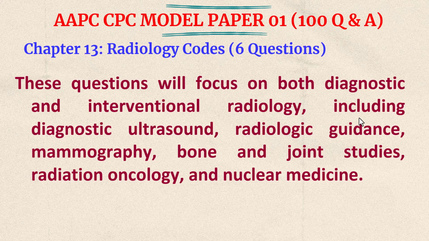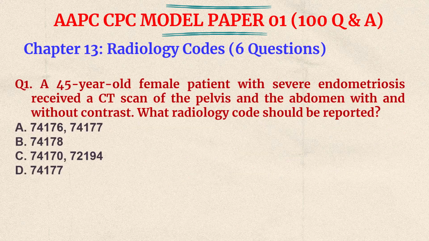There are 6 questions. These questions will focus on both diagnostic and interventional radiology, including diagnostic ultrasound, radiologic guidance, mammography, bone and joint studies, radiation oncology, and nuclear medicine. Question number 1. A 45-year-old female patient with severe endometriosis received a CT scan of the pelvis and abdomen with and without contrast. What radiology code should be reported?